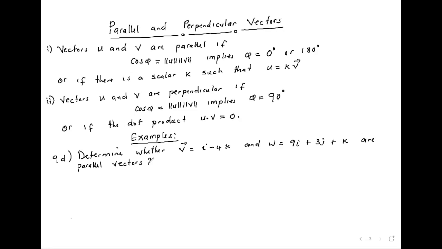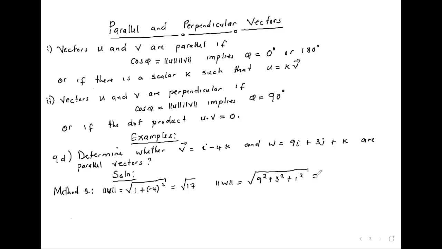So you have two options. Method 1: we can find the magnitude of v, which is the square root of 1 plus (-4) squared, giving us 16 plus 1, that is 17. And also for w, which is 9 squared plus 3 squared plus 1 squared. This is 81 plus 9 plus 1, which is root 91.